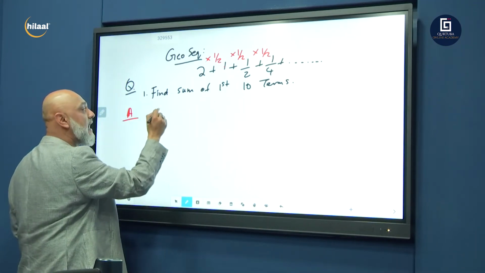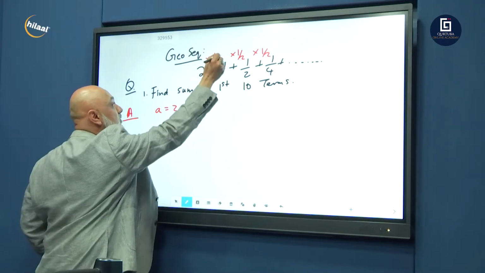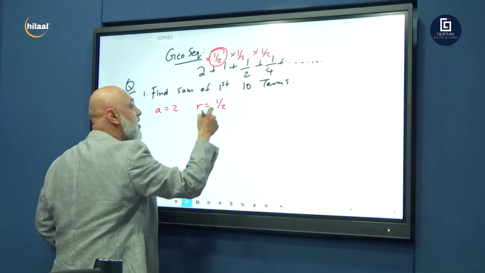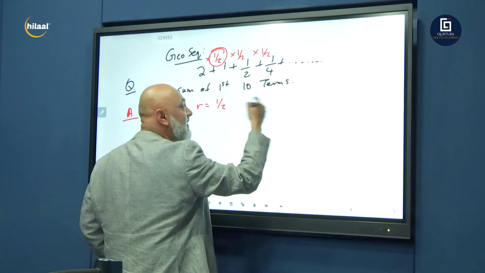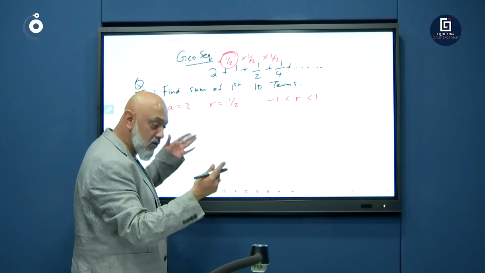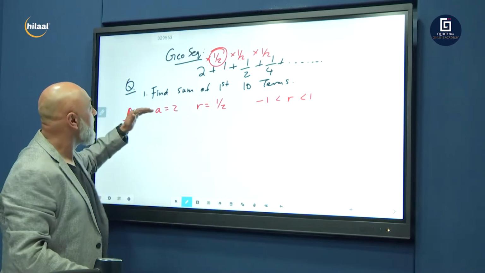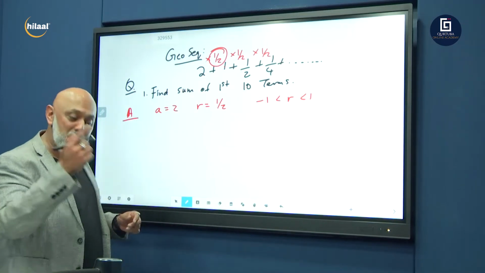So what do I have? I've got a is equal to 2. My common ratio is equal to a half. What do I know about r? r is a fraction. r is less than 1 but greater than minus 1. So you are allowed to do this in the exam. Extract what information you are given, put it down, and now apply the formula.